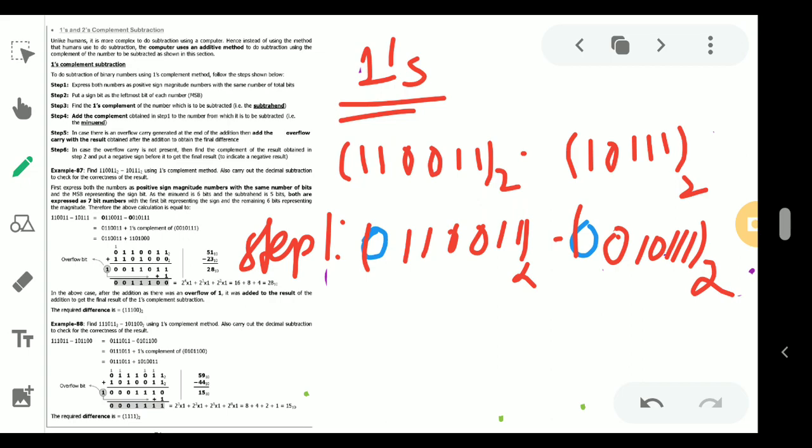Now what is the second step saying? The second step is saying to find the ones complement of the number which is to be subtracted. So we need to subtract this number, and for that reason we have to find the ones complement of that particular number. So step 2 is to find the ones complement. The zeros will be replaced by ones and ones will be replaced by 0, and that will be the result.